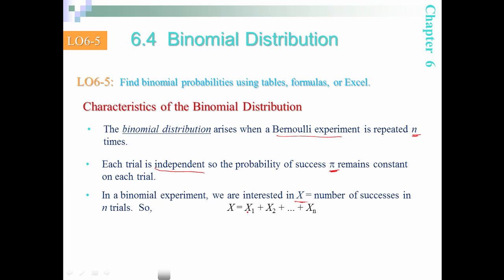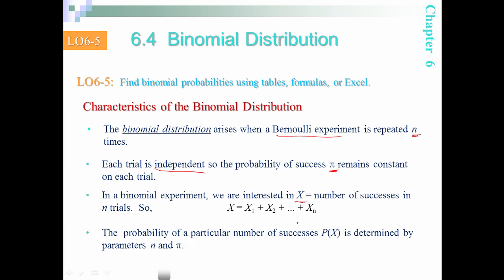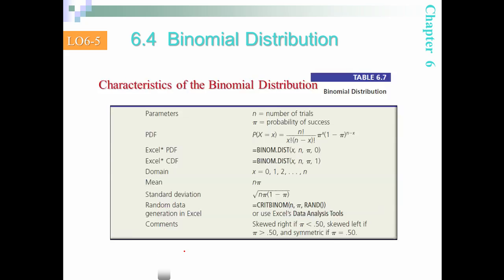So we'd say x is equal to the summation of x1, x2, and so forth, where each of these x's over here are simple Bernoulli trials. So they either result in a 0 or a 1. And if we know what n and pi are, then we know everything we need to know about this distribution. In other words, the probability that x is equal to some number between 0 and n can be completely determined by n, pi, and the number that we're interested in.